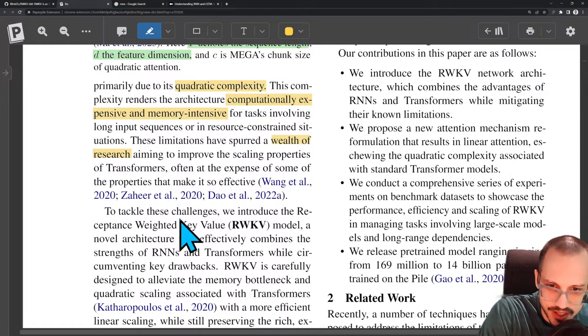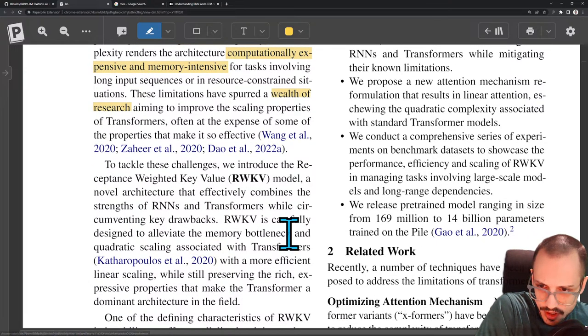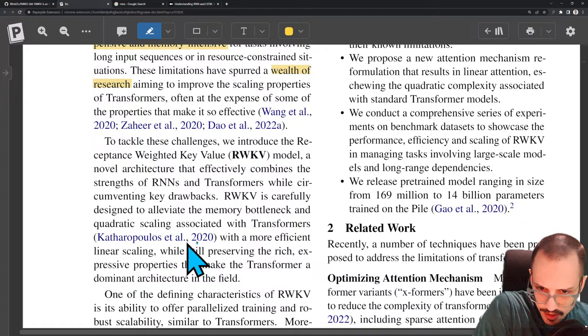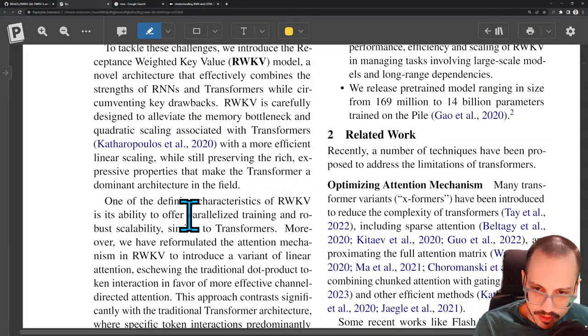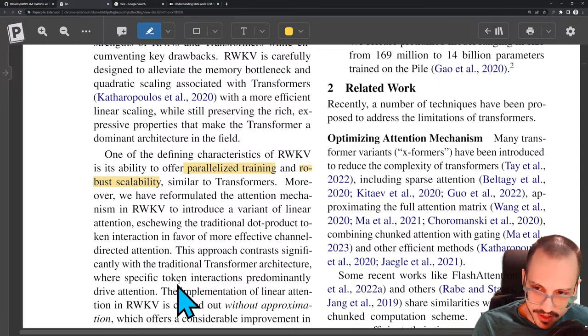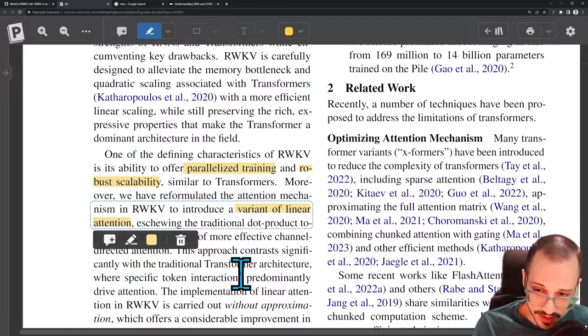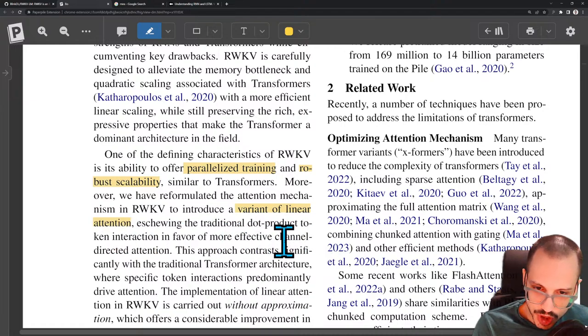To tackle these challenges, we introduced the RWKV, a novel architecture carefully designed to alleviate the model memory bottleneck while still preserving the rich expressive properties. One of the defining characteristics is the ability to offer parallelized training. So parallelized means doing things in parallel, which means doing them at the same time. And robust scalability. Moreover, we have reformulated the attention mechanism in RWKV to introduce a variant of linear attention. Okay, so there's going to be some kind of attention mechanism in there, eschewing the traditional dot product token interaction in favor of more effective channel-directed interaction.